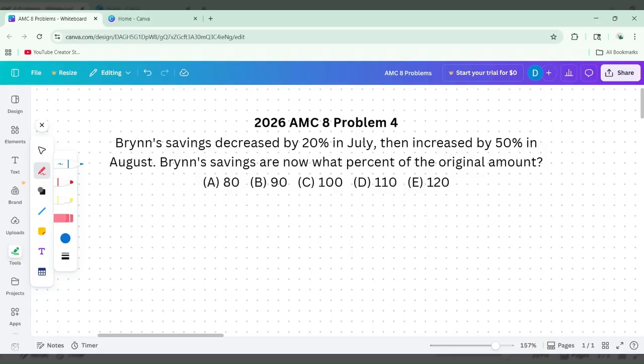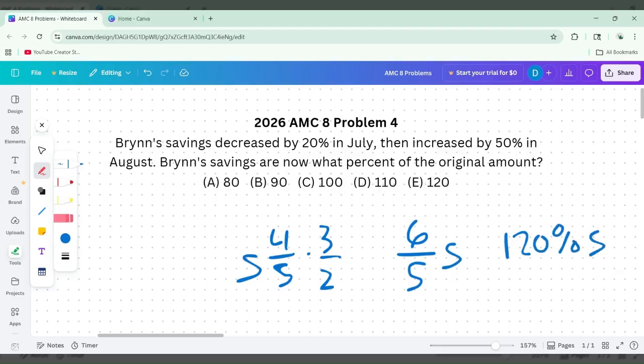Problem 4. So we can set his original savings as S, and his original savings decreased by 20% in July. So that means he has 4/5 of his original savings, and then it increased by 50% in August. So now he has 3/2 times more than the amount he had in July. So we multiply that. And it's asking the percent amount of his original amount. And we can multiply. Now he has 6/5 S, or 120% of his savings account. So the answer is E. Obviously, you don't have to convert it to fractions, but fractions are easier.